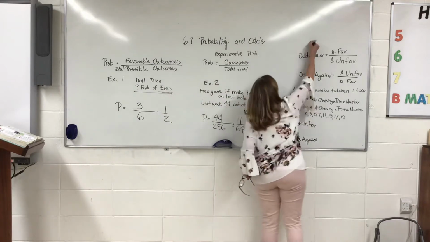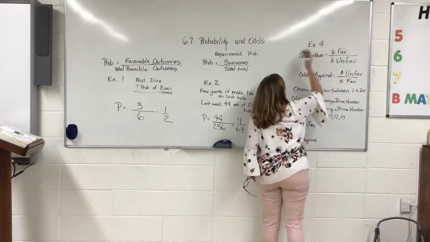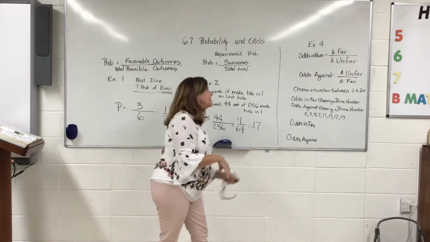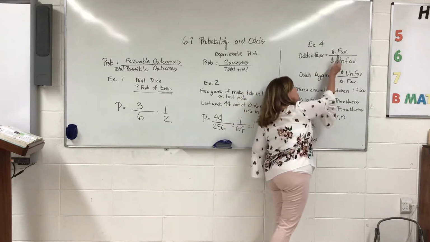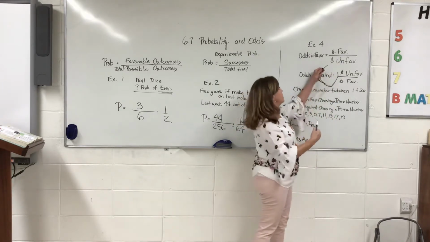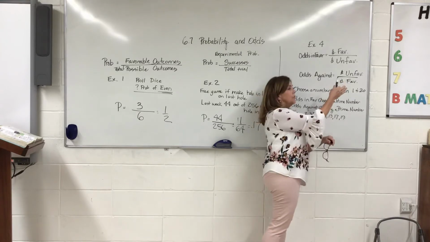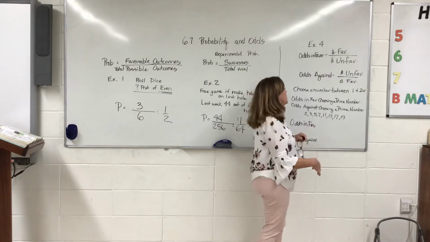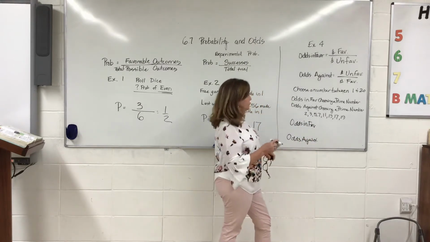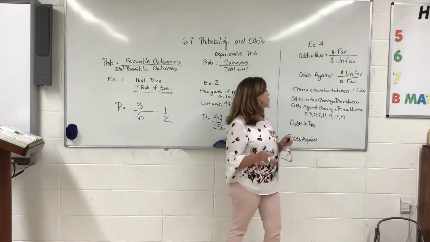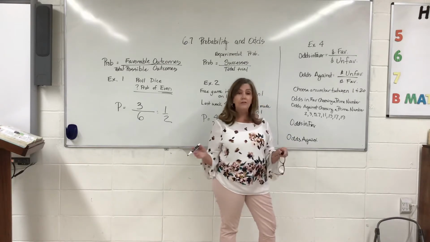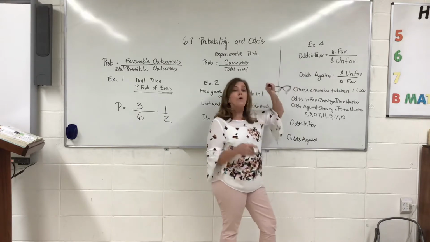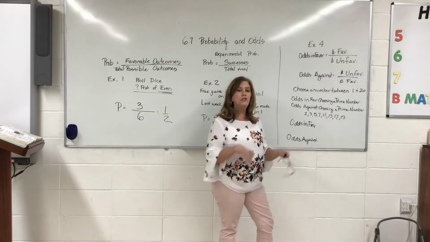This is example 4. Example 4, okay, is really different. It's odds in favor versus odds against. You've got formulas, the number of favorable divided by unfavorable, and then it flips on the odds against. If you were taking a test in class, you'd have to memorize those two. This problem says, choose a number between 1 and 20. What are the odds in favor of choosing a prime number? What are the odds against choosing a prime number?